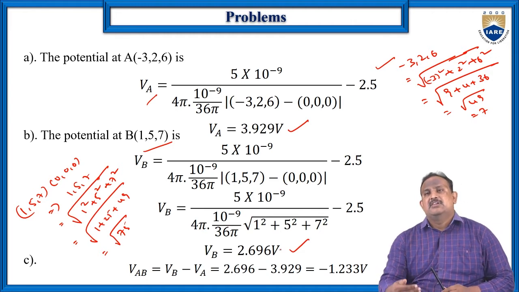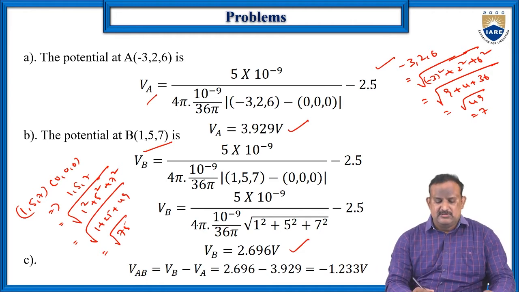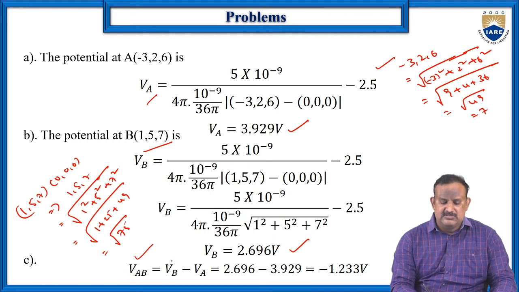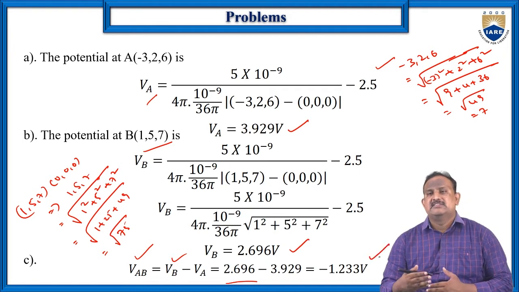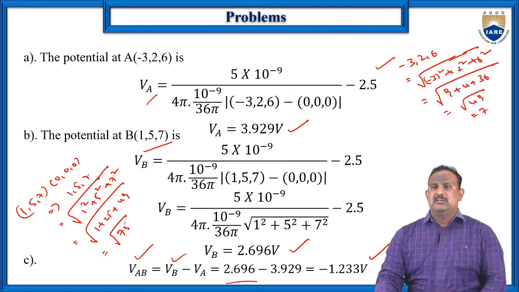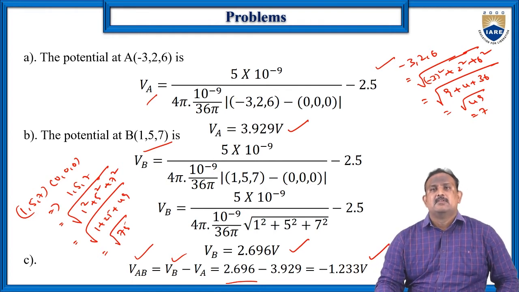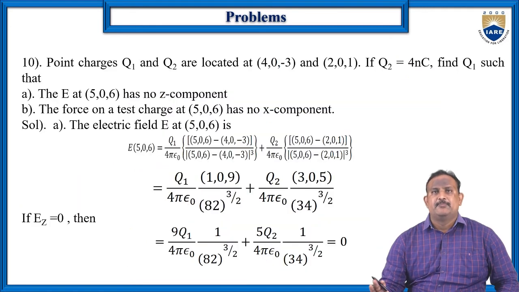Now we need to find the potential difference between A and B, VAB. VAB is equal to VB minus VA. Therefore 2.696 minus 3.929. So the potential difference between the points A and B is minus 1.233 volts. So this is about the procedure to find the potential.